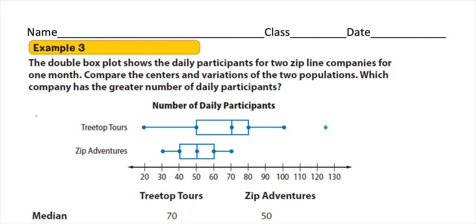All right, let's go ahead and turn the page if we haven't already done so, and let's take a look at the last 2 examples here. It says the double box plot shows the daily participants for 2 zipline companies for 1 month. Compare the centers and variations of the 2 populations. Which company has the greater number of daily participants? All right, so let's take a look here.